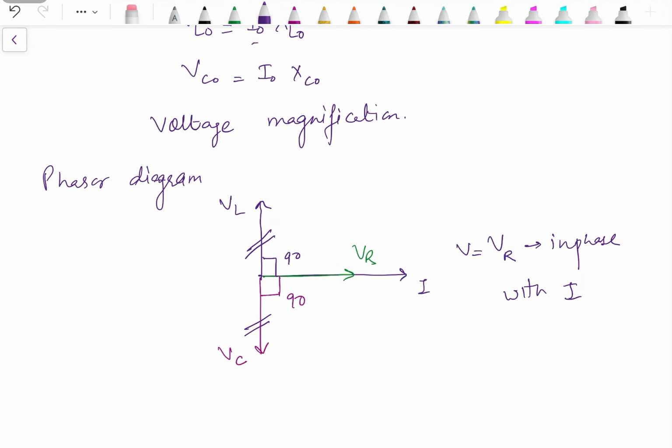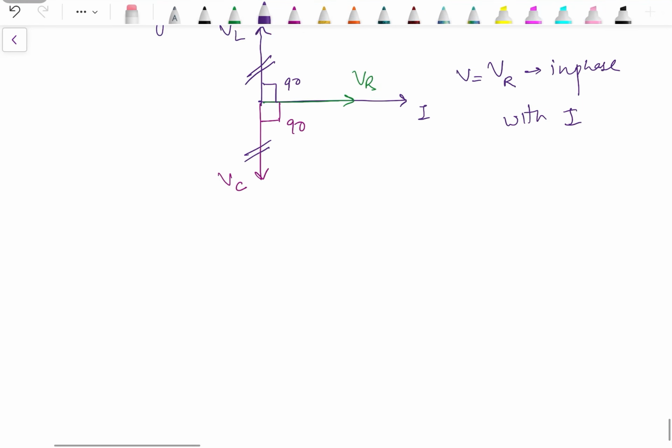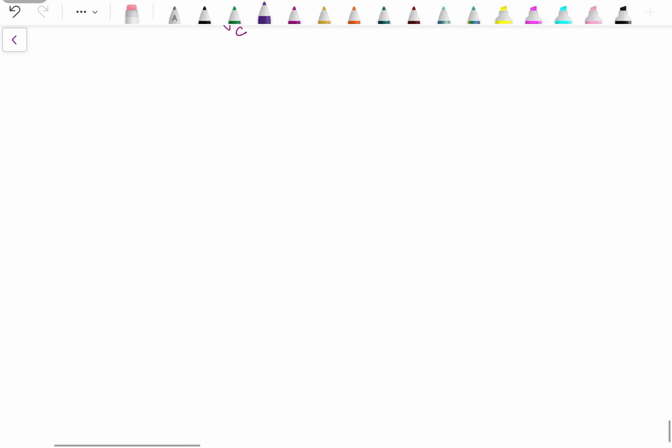And that's what we have. We can say the power factor is unity. Now, if you want to see the behavior of resistance, inductance, or capacitance with respect to frequency, we can plot that also.